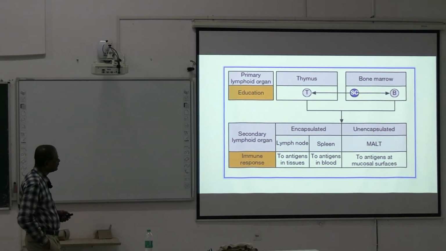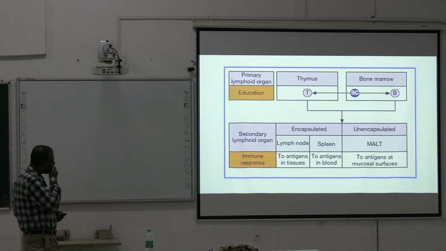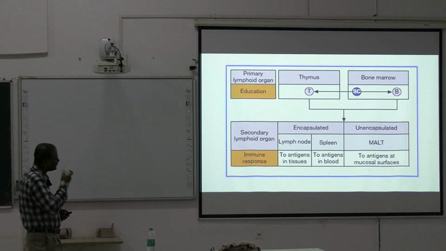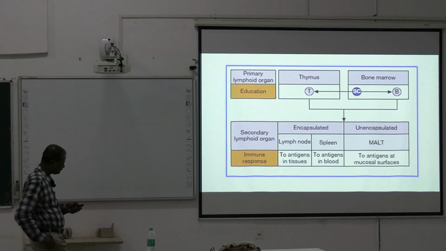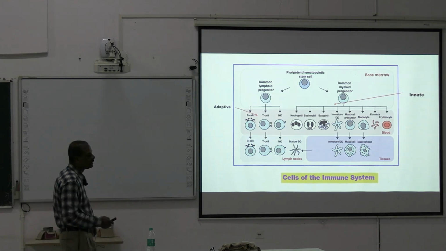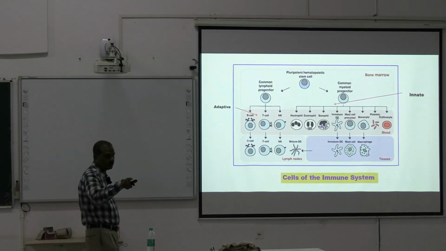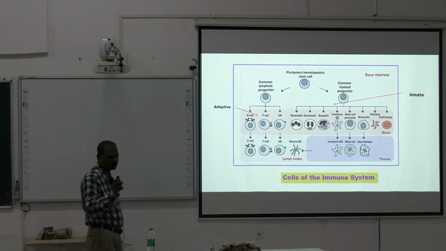Immune response occurs in these secondary lymphoid organs. Now you note down, this will be recorded on the physiology. Physiology class has been told about this, but it is difficult really. That is the reason I am going very slow.